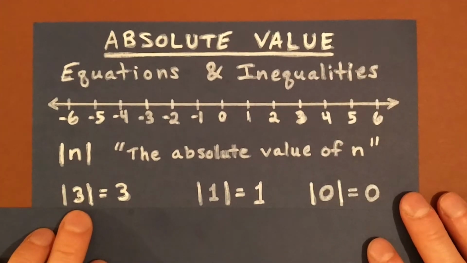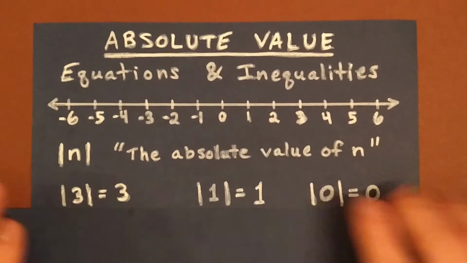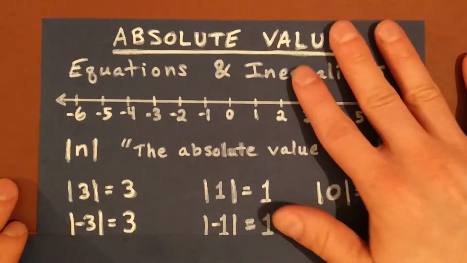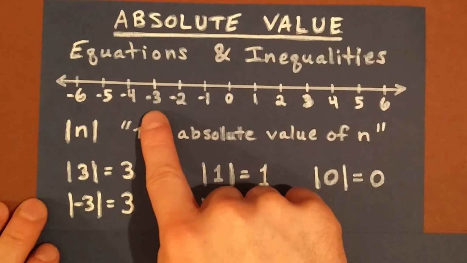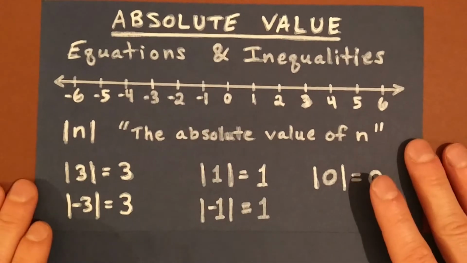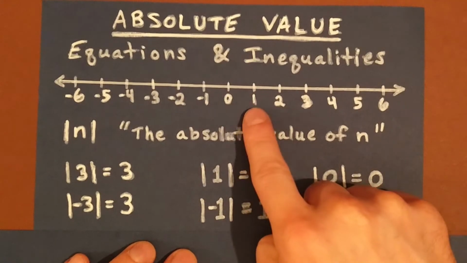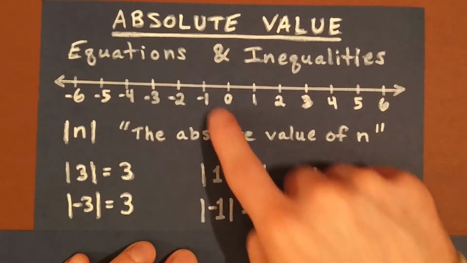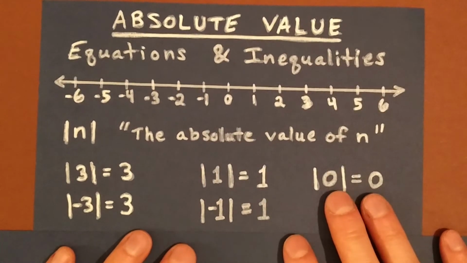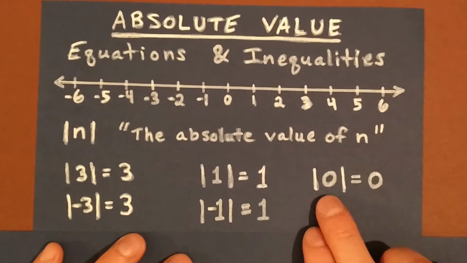So the absolute value of 3 is 3, because 3 is 3 units from 0. But the absolute value of negative 3 is also 3. Negative 3 is also 3 units away from 0, but in the other direction. But the direction doesn't matter. So the absolute value of 1 is 1, it's 1 unit from 0, and the absolute value of negative 1 is also 1, it's 1 unit from 0. And 0 is 0 units away from itself. So the absolute value of 0 is 0.